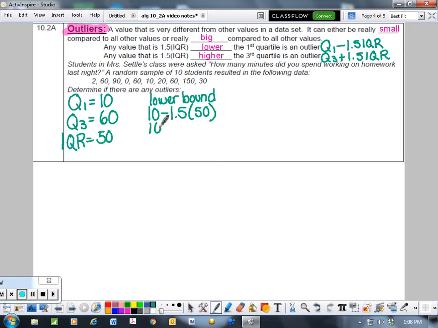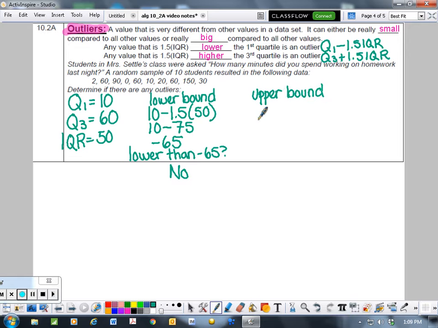So 10 minus 1.5 times 50, what is that, 75? This gives me negative 65. Are there any values lower than negative 65 in our list? No. So there are no outliers on the lower end. So the next thing we check is our upper bound. We're going to see if any numbers are too high.